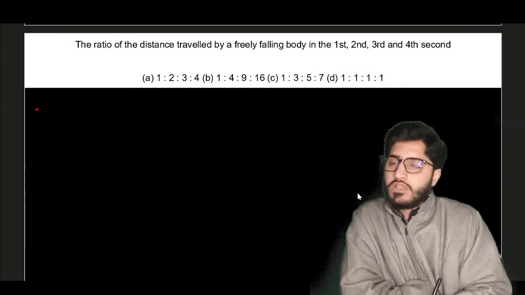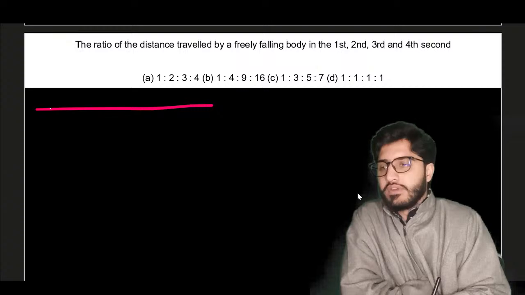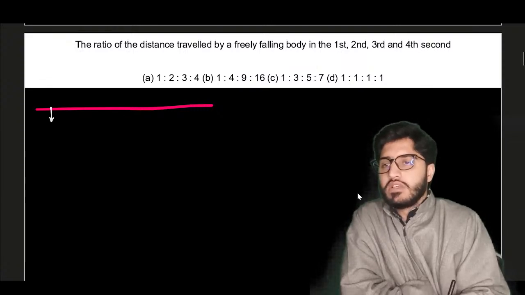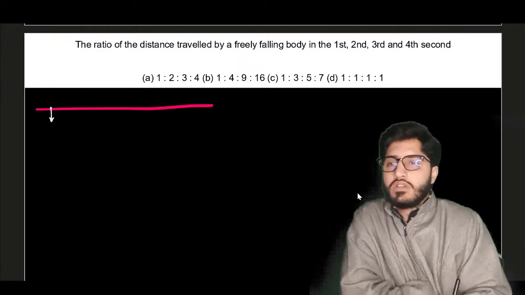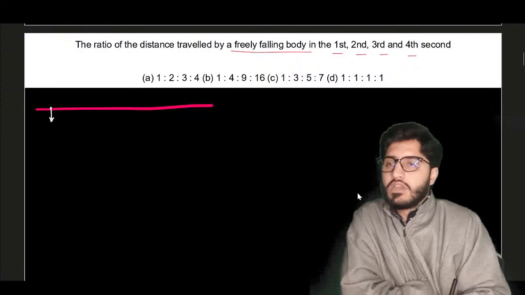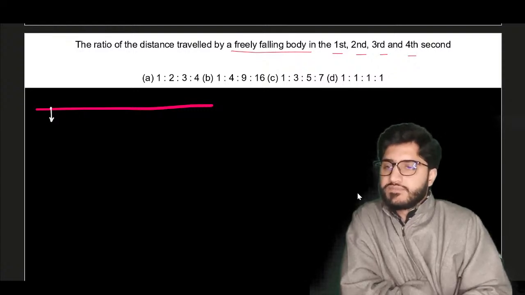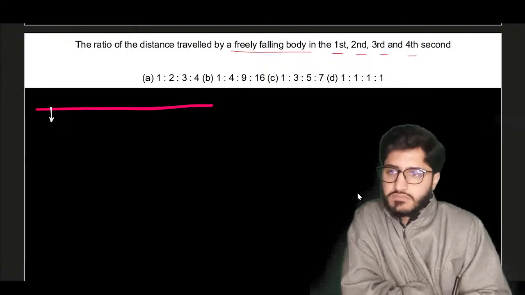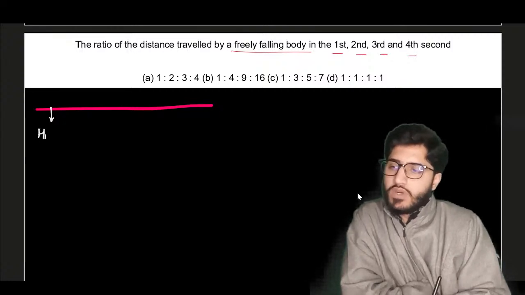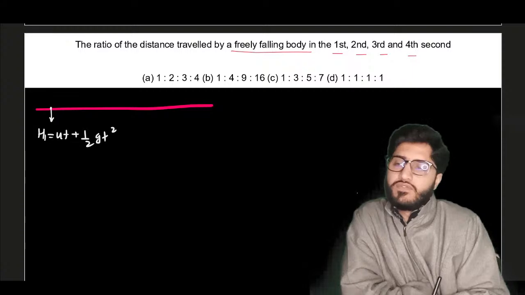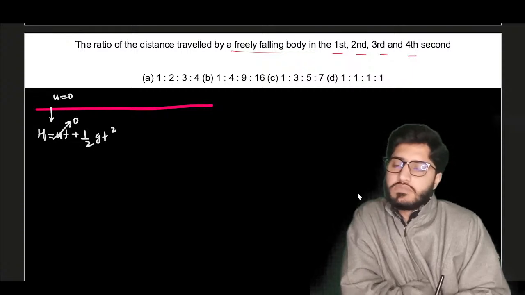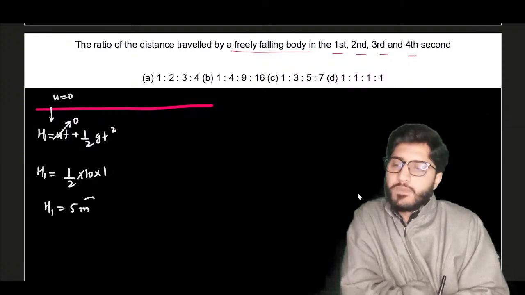So look now, the body is really dropping, right? Drop means, what is drop? Freely falling bodies in first, second, third, and fourth second. So look now, first one, how can I write it now? I can write h1 equals ut plus half of gt square. Simply, if u is 0, I can just put it as 0. So h1 comes out to be 1 by 2, g is 10, t is 1. So my height comes out to be 5 meter.